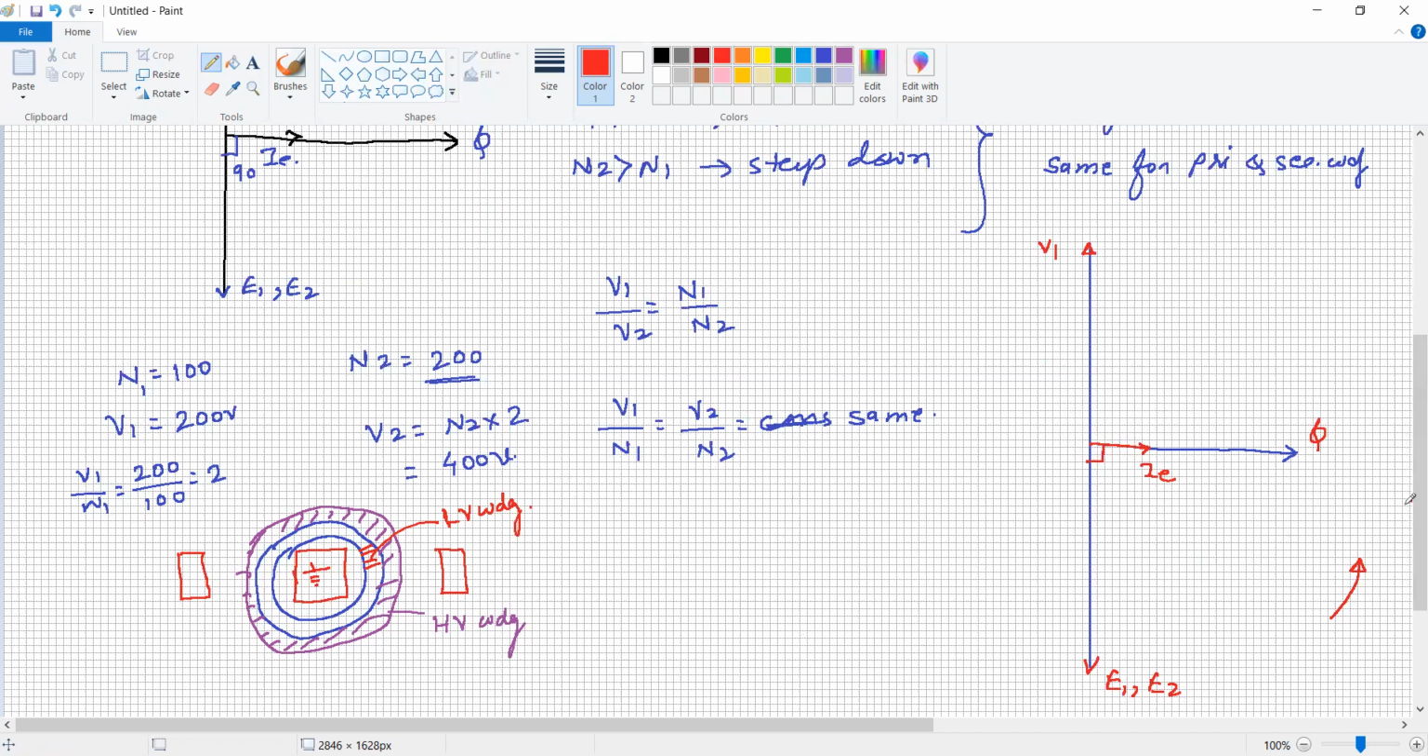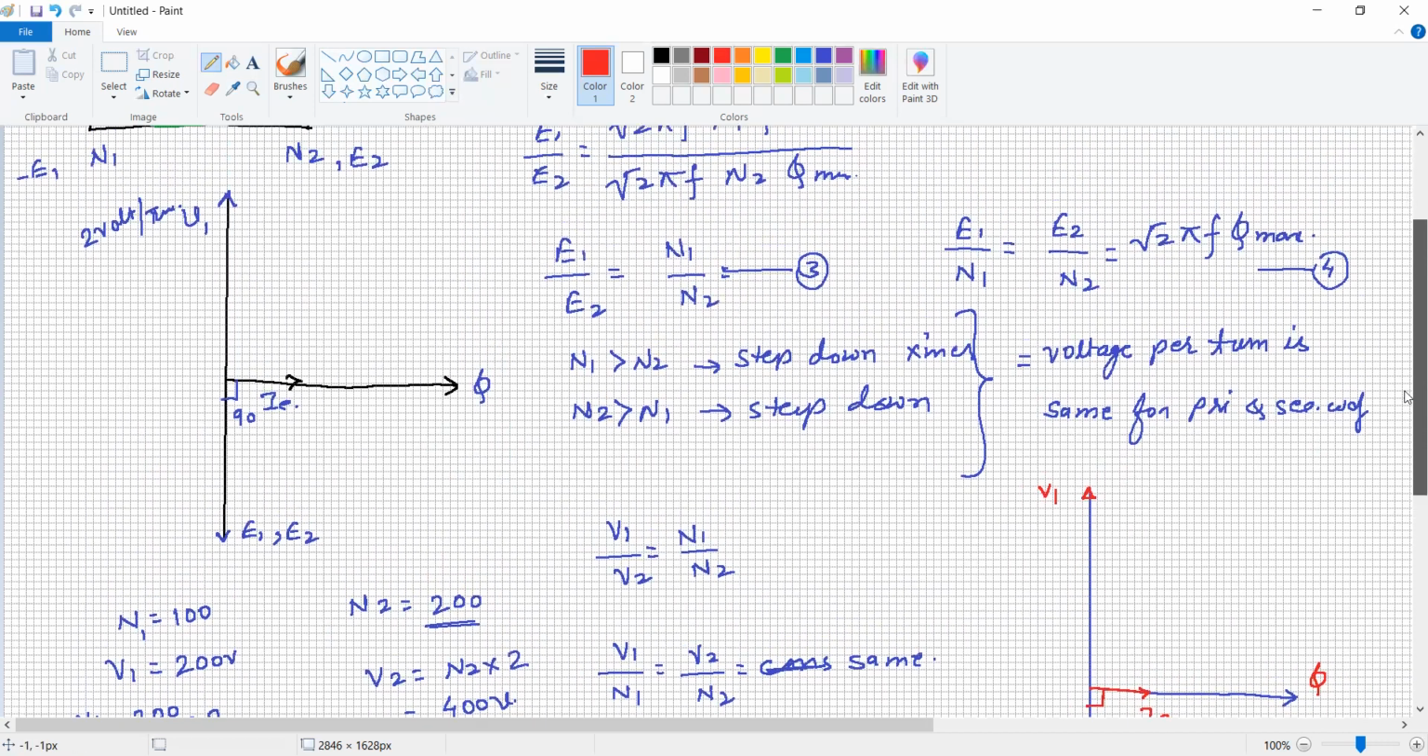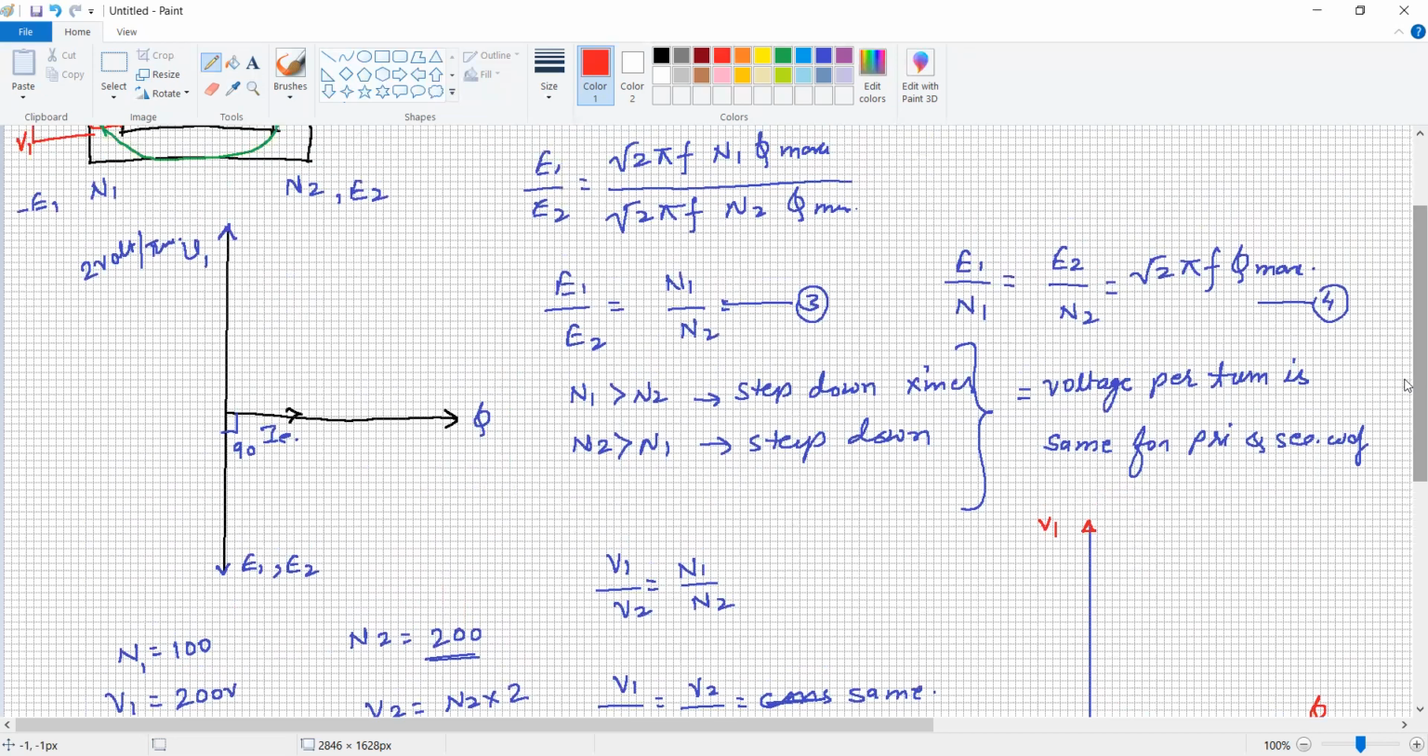The EMF induced in the primary winding and secondary winding lags the flux, and its value is equal to root 2 pi f N1 phi maximum, and the ratio of voltage to the number of turns is the voltage per turn. The voltage per turn is the same for the primary winding and secondary winding. The voltage level of the primary and secondary windings depends upon the number of turns. The more the number of turns, the more the voltage across the winding.